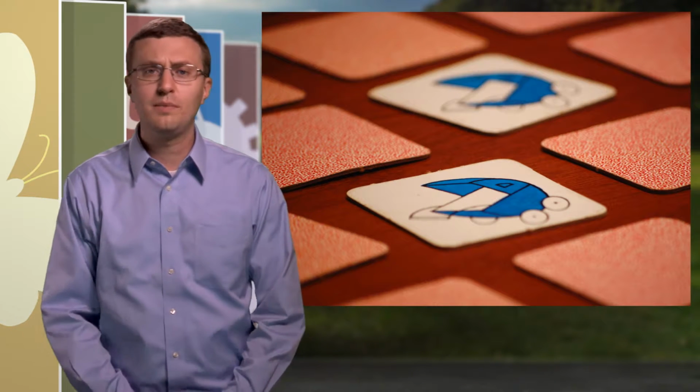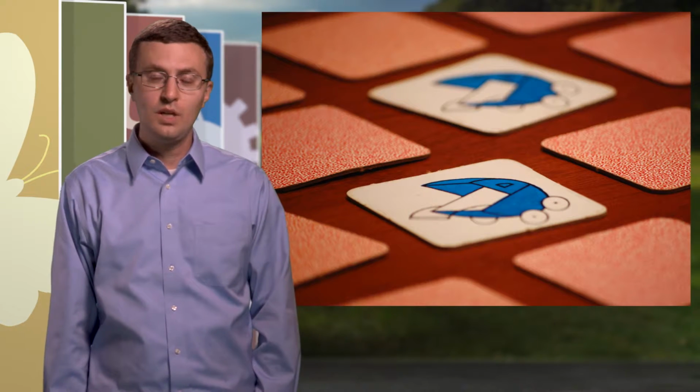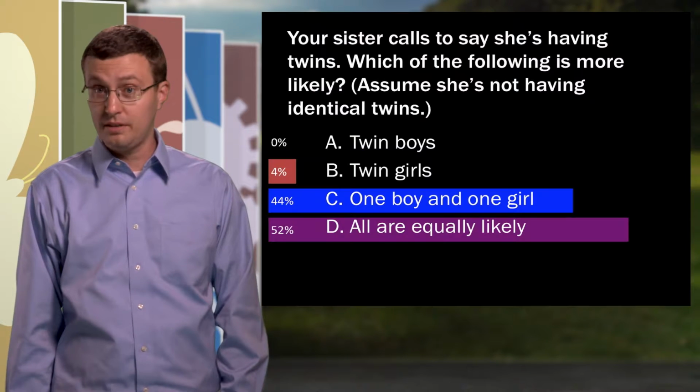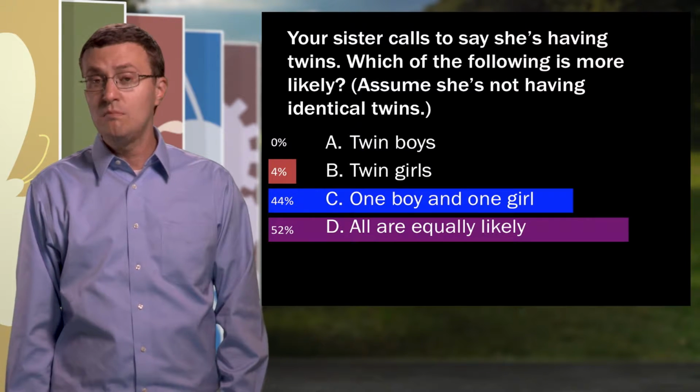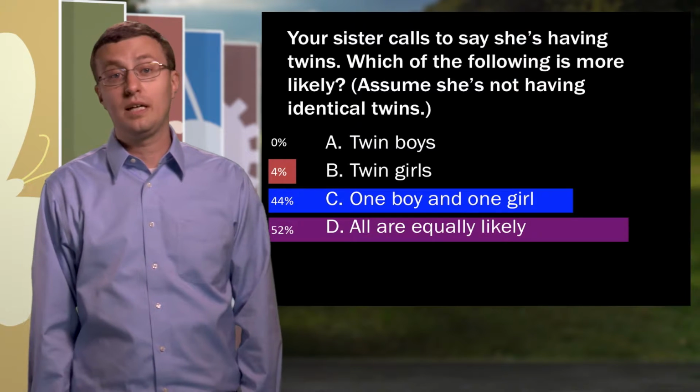When I ask this question in my stats class, I have my students answer using a classroom response system of some kind. Each student has a handheld device, often called a clicker, with which they can respond A, B, C, or D. The system tallies their votes and presents the results as a bar graph on the screen at the front of the room. I don't know how you answered, but typically, my students' responses look something like this. Most of the students are split between one boy and one girl, and all are equally likely.